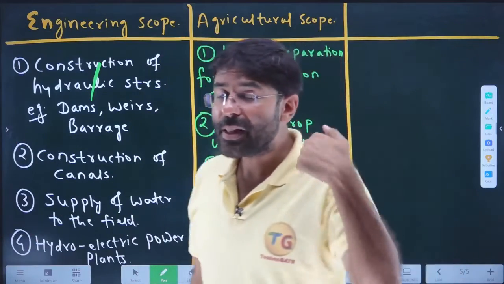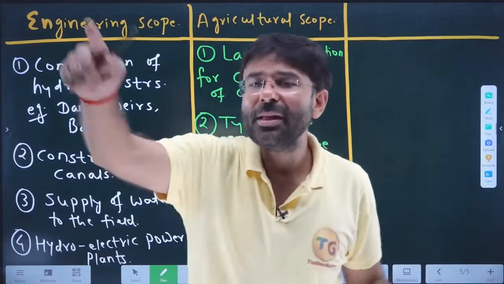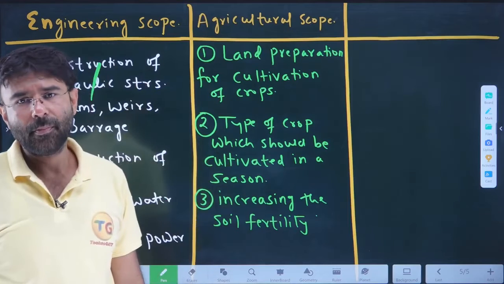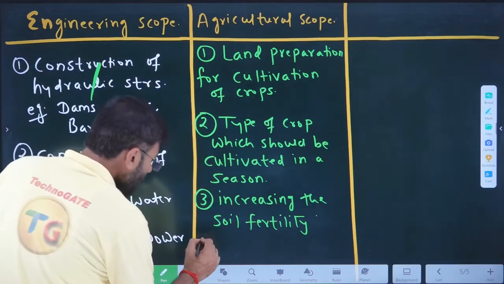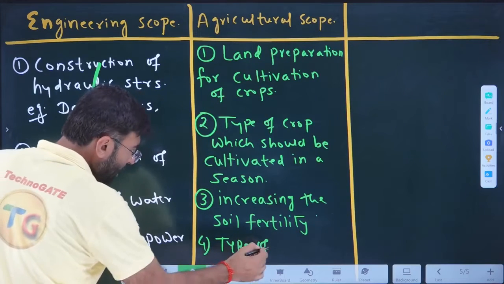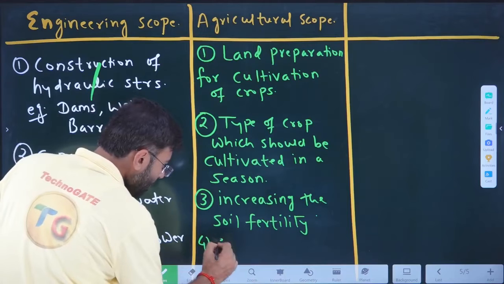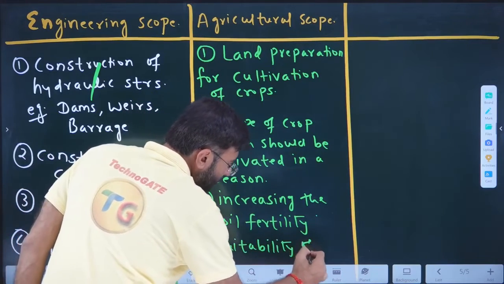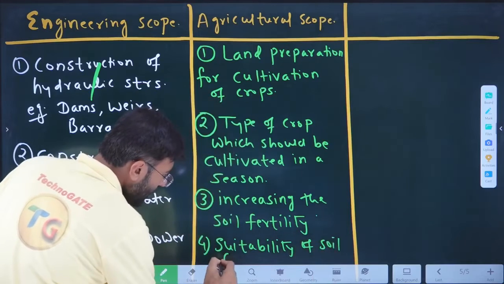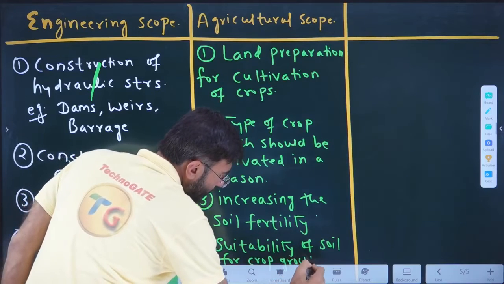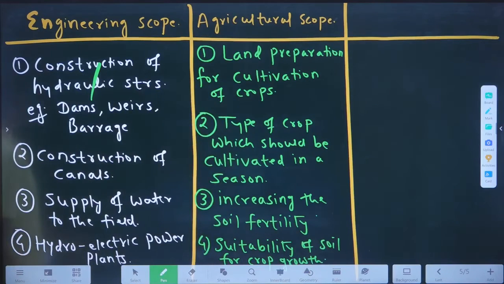I will see the soil on the basis of its bearing capacity. The farmer will see the soil on the basis of its fertility and suitability for crop growth. So the fourth will be type of soil, or it's better to write suitability of soil for crop growth. Suitability of the soil for crop growth.